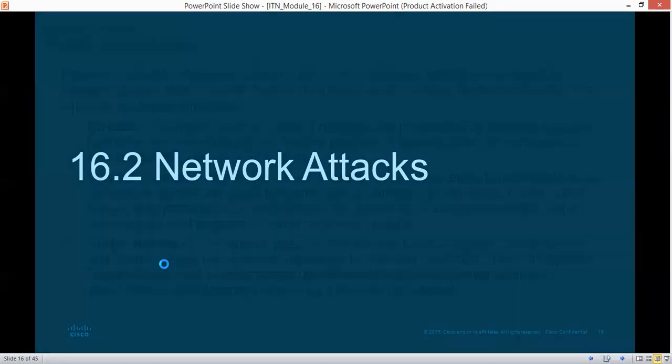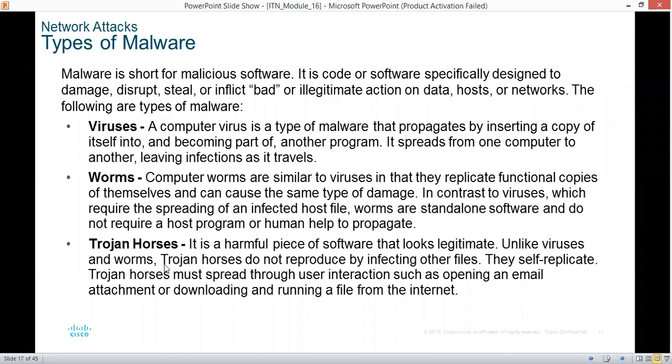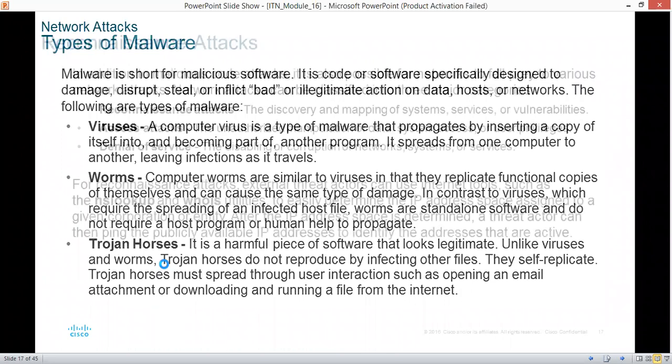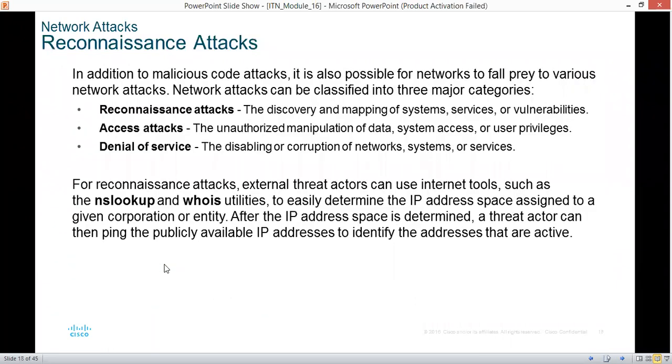So network attacks. Types of malware. What is malware? Malware for short is malicious software. So malicious software is referred to as malware. The following are the different types of malware we have: viruses, worms, Trojan horses, and so much more.